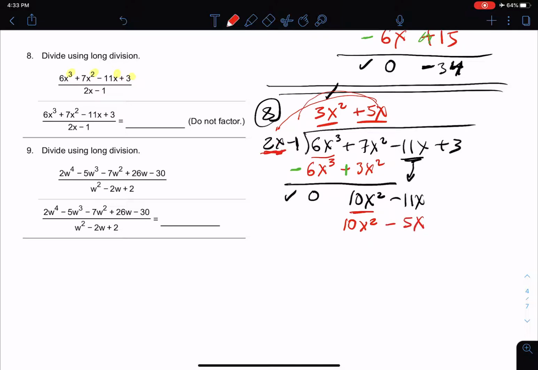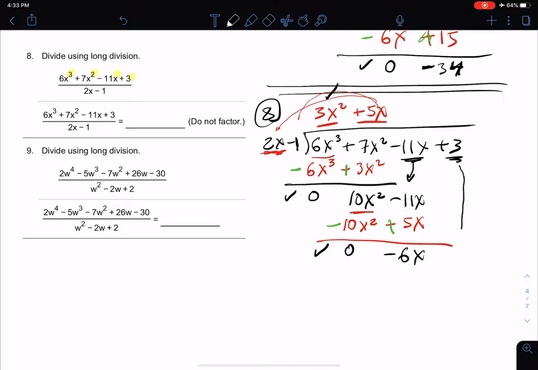Okay, all good? Polynomial subtraction means you change the sign. That's plus, so make it minus. That's minus, now make it plus. And then simply add them up. So a 10x squared, a negative 10x squared, 0. So perfect, we're on the right track. Negative 11 and positive 5 is minus or negative 6x.